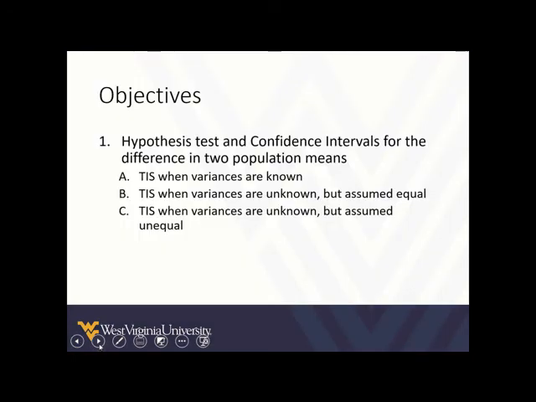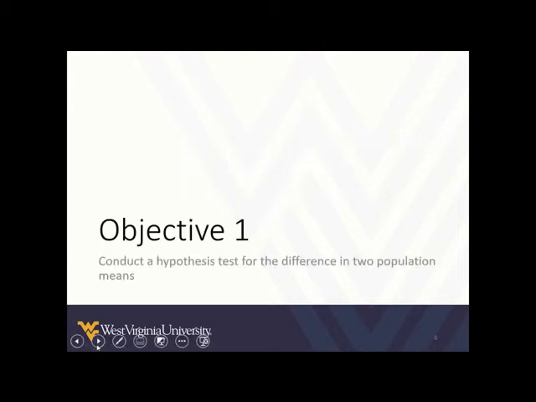So our objectives for this class are to focus on the hypothesis test and confidence intervals for the differences between two population means. Now there are three cases for this. Case one, when the population variances are known. Case two, when the population variances are unknown but assumed equal. And third, when the population variances are unknown but assumed unequal.